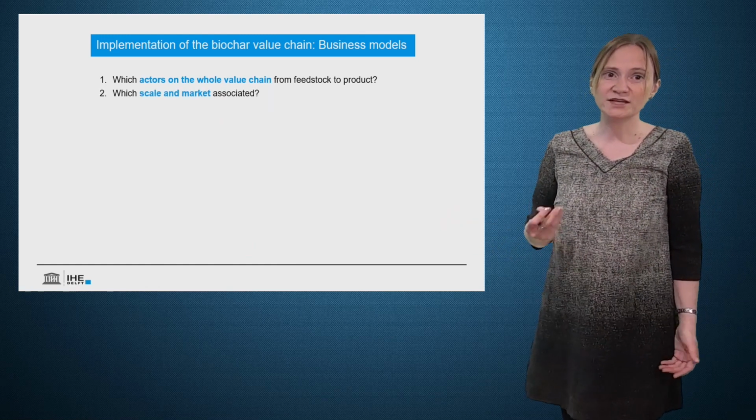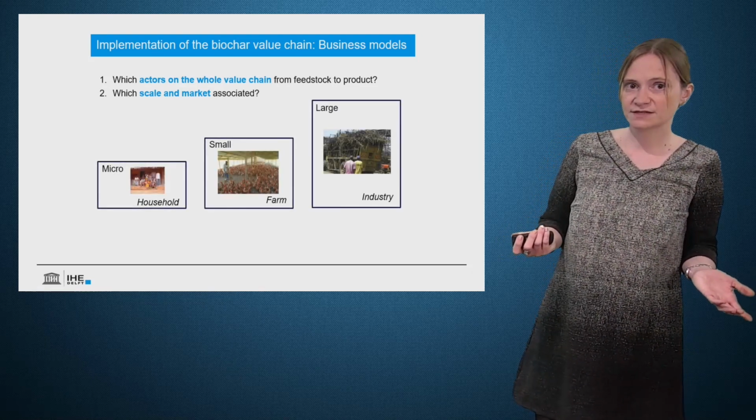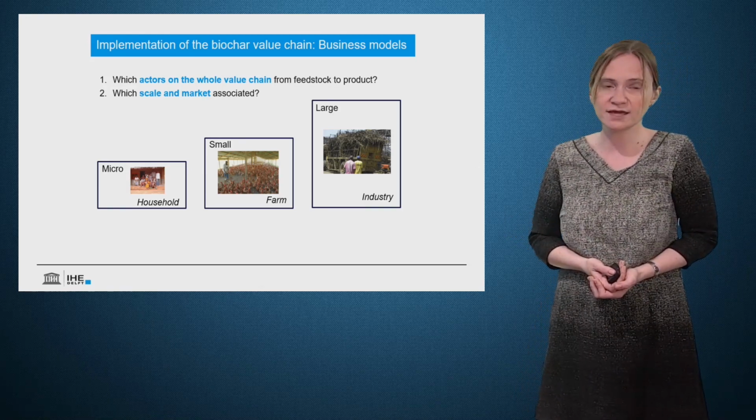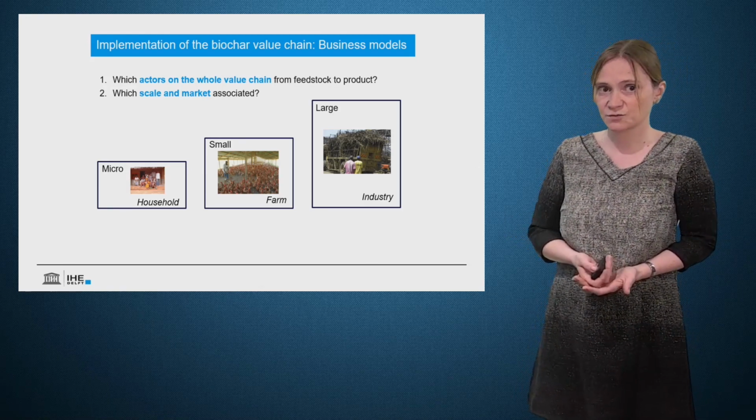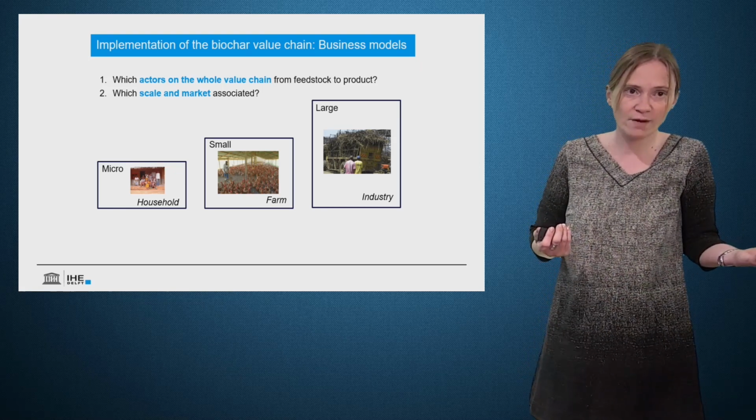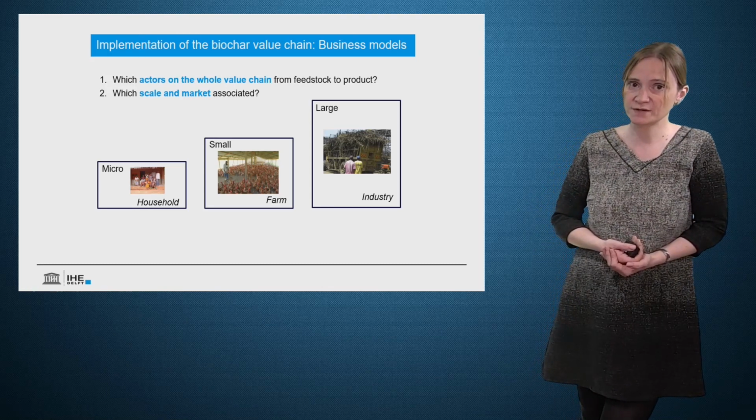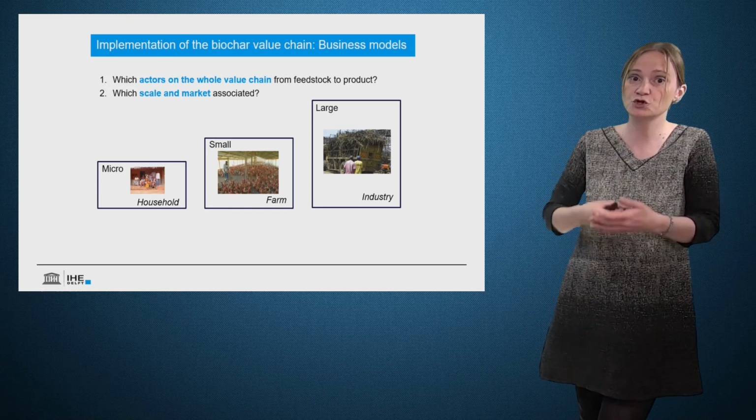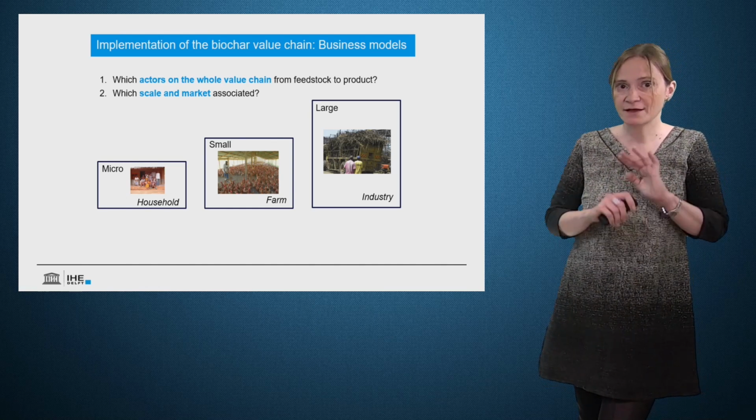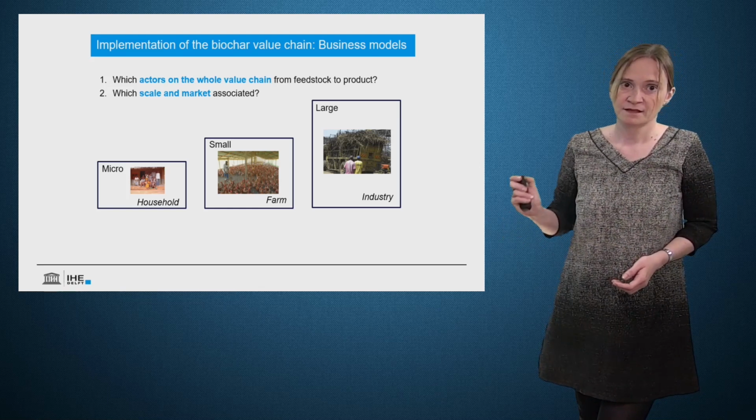Second question, which scale and market associated? Microscale with households, for example, biochar for cooking in rural African areas. Small scale with farms, again in African rural areas or other places worldwide. Large scale with industries where waste is gathered, like the huge amount of rice husk in Asia. As shown, the answer is of course not unique and varies with the context.